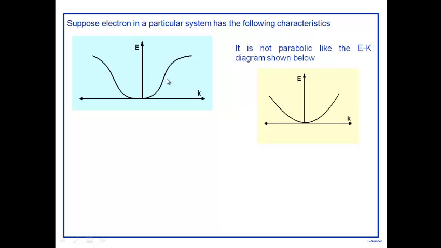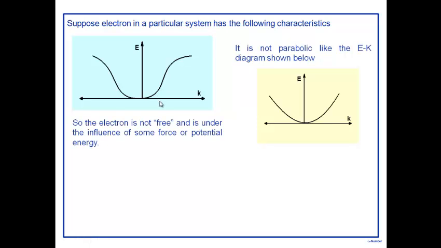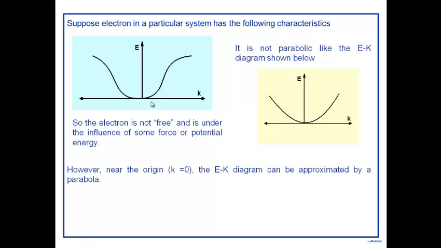But note that if I find that my electron stays, let's say, very close to the bottom most of the time, and if at the bottom I can approximate it by a parabola, approximately saying it's a parabola at the bottom. The whole curve, of course, is not a parabola. But near the origin, maybe I can approximate it by a parabola and say E equal to C K squared.